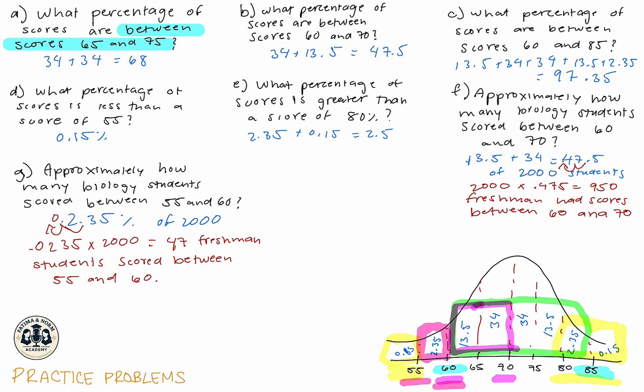And then you will just multiply the 2,000 plus the 47 because you moved the decimal, giving you 950 students who scored between 60 and 70%. For G, we would use the same method we used in F. You would first add the percentages that are between 55 and 60, and then you would just multiply that by 2,000, giving you 47 freshmen. I hope that made sense.